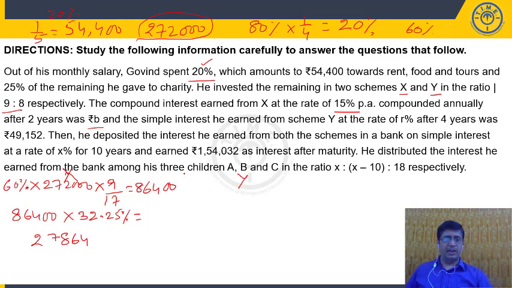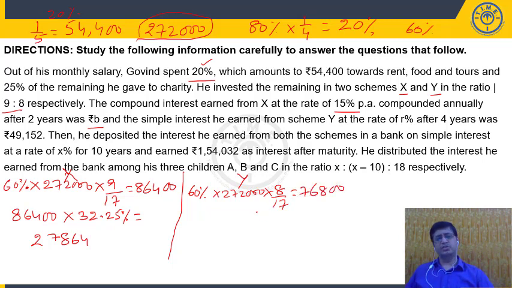Now if you observe the scheme Y, it means the remaining part. The remaining part means 272,000, 60%, 9 by 17. The remaining part means, if you observe this carefully, 60% into 272,000 into 8 by 17. So now simplify, percentage and zeros get cancelled. Now simplify this, the value is equal to 76800. On solving this you will get it with simplification only, 76800. Now what is he doing here?